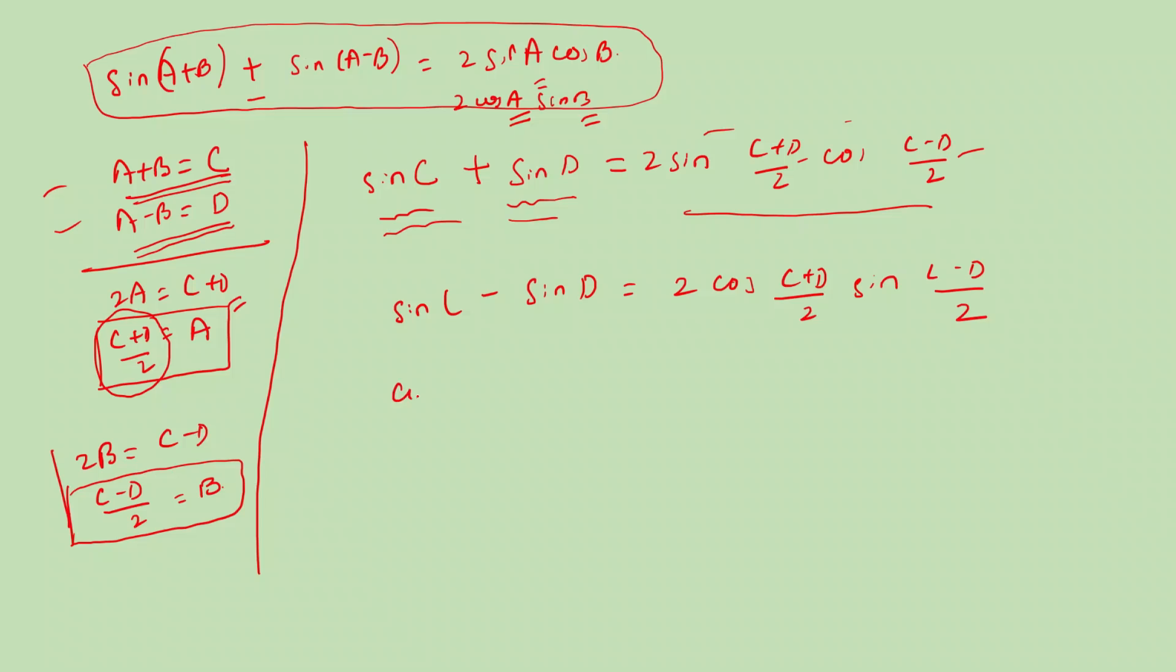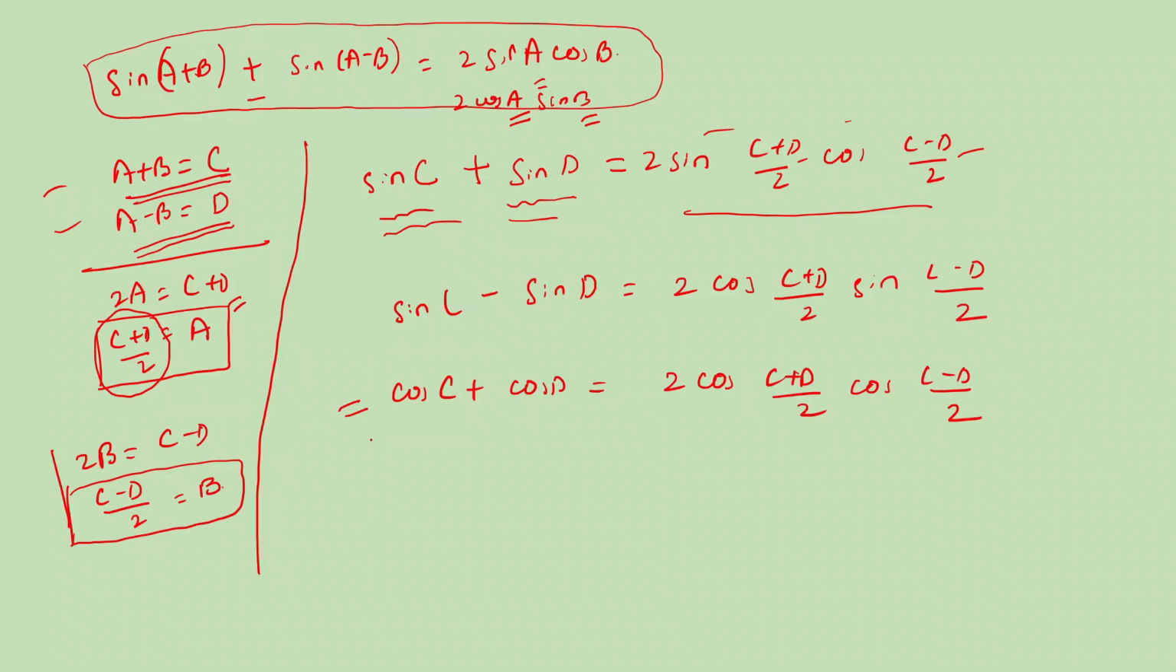Okay, so cos C plus cos D is equal to 2 cos C plus D by 2 cos C minus D by 2. In order to prove this, you start with the formula cos A plus B plus cos A minus B is 2 cos A cos B, and then just substitute these values for A and B.